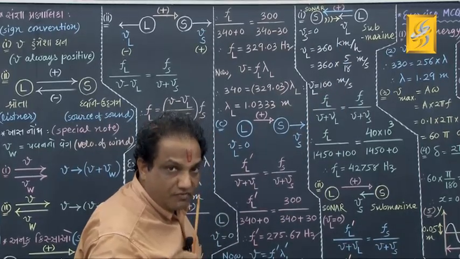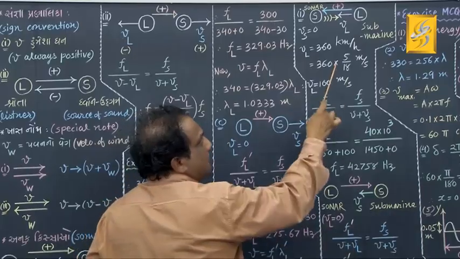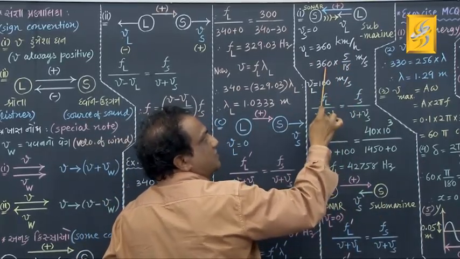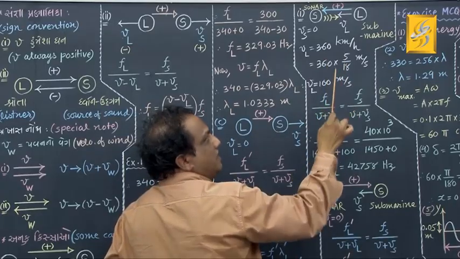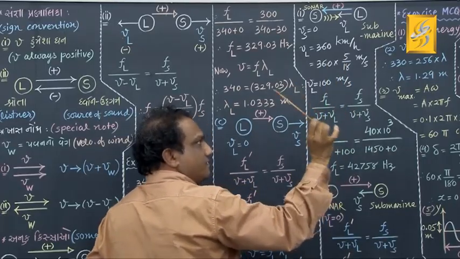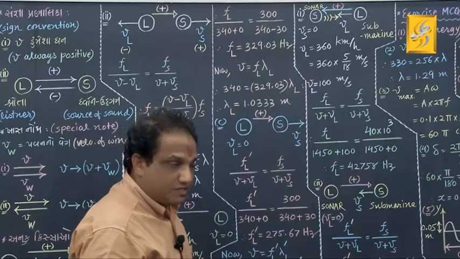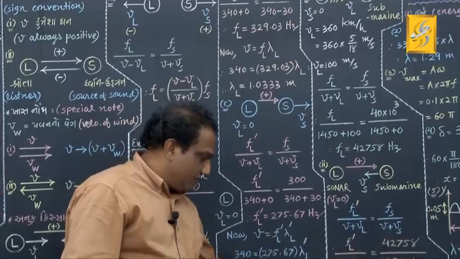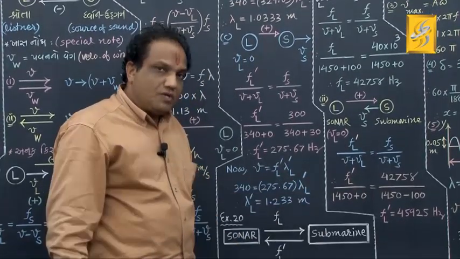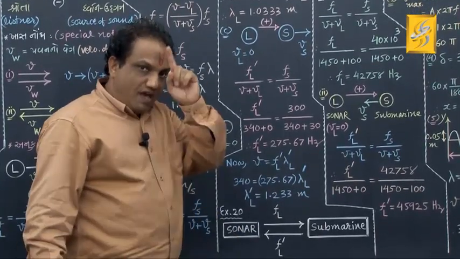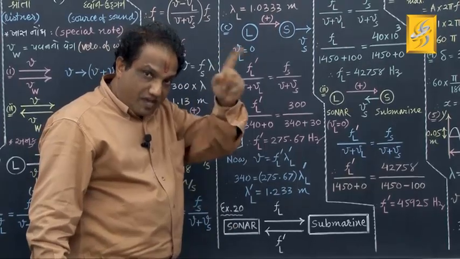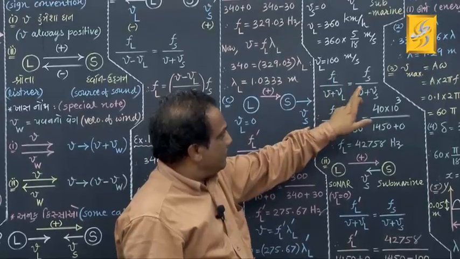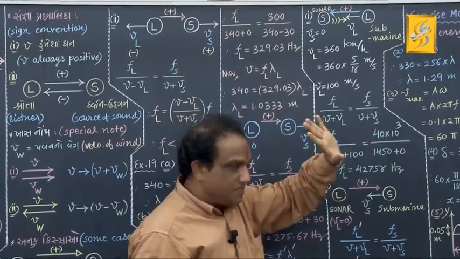Kilometer per hour you must convert into meter per second. Multiply by 5 divided by 18. This value comes out to be 360 upon 18, it is 20, 25 is 100 meter per second. Fine. Now they have asked the frequency of sound as heard by the listener in the submarine. Let us find out. Apply the standard formula: FL upon V plus VL equals FS upon V plus VS.